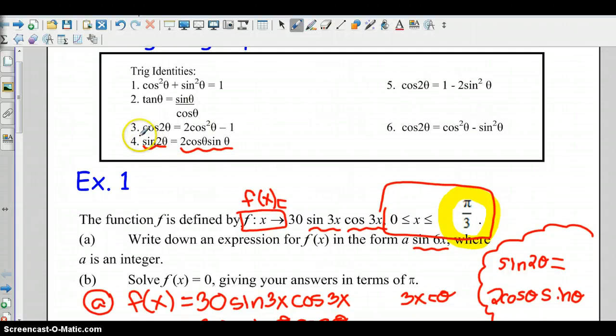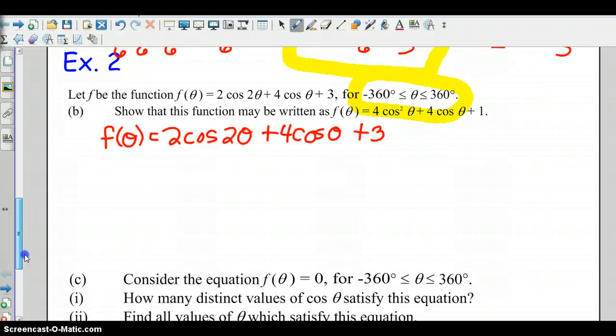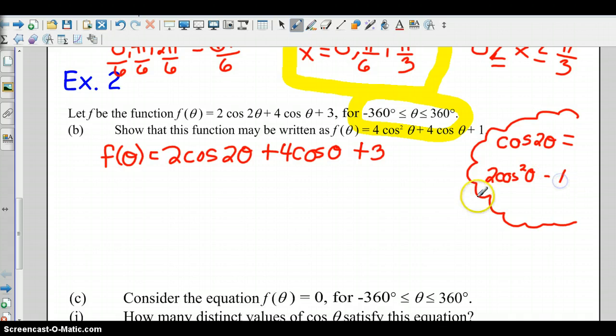So I'm going to come up here to the cosine 2 theta, and I know that I can replace that with 2 cosine squared minus 1. So I'm going to come down here, and again, in my brain bubble on the side, I just want to save it for later. Cosine 2 theta can be written as 2 cosine squared theta minus 1. And I'm going to save that for later because I'm going to need to use it here in just a moment. So let's do that.